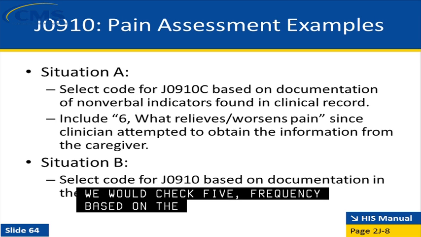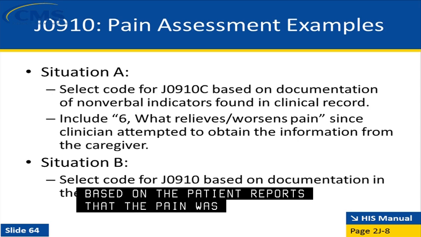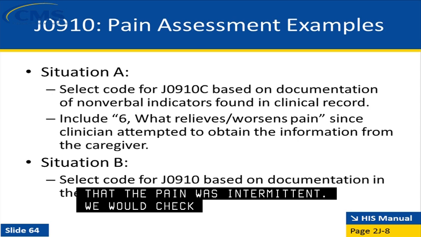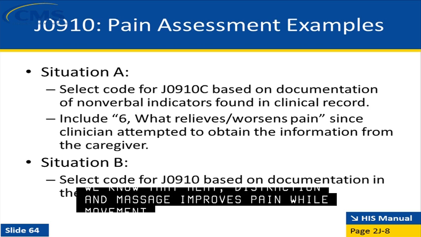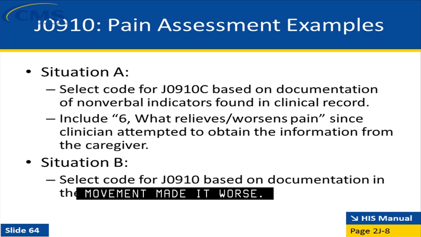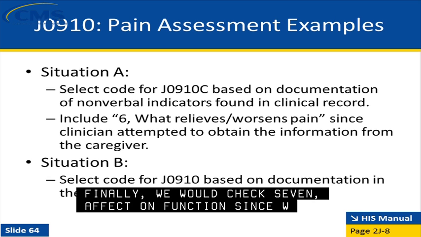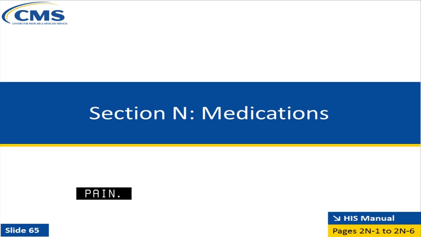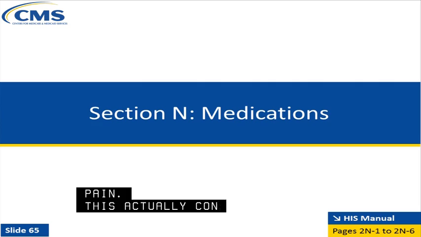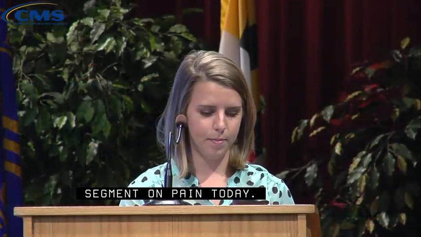We would check 6, what relieves or worsens pain, since we know that heat, distraction, and massage improved pain, while movement made it worse. Finally, we would check 7, effect on function or quality of life, since we know that the patient's appetite and emotions are being affected by their pain. And this actually concludes our segment on pain today, so I'm now going to turn it back over to Francie, who is going to walk you through Section N medications.